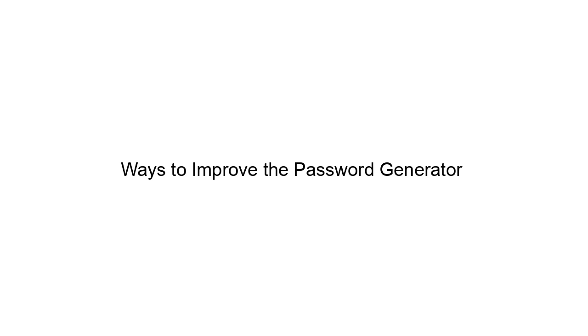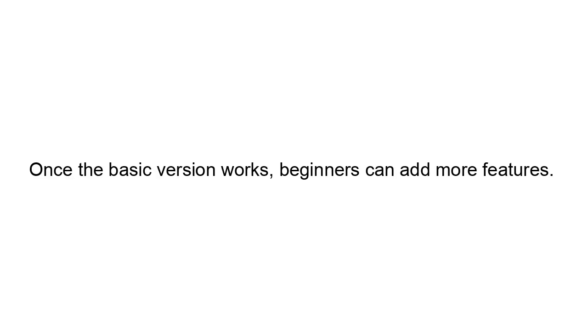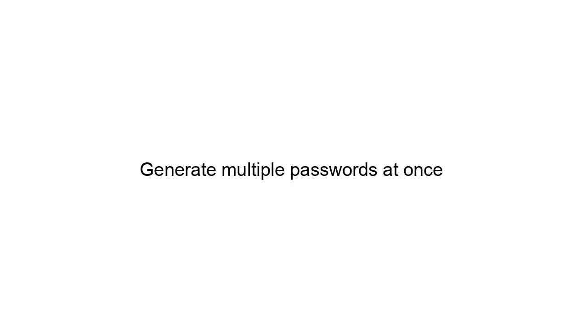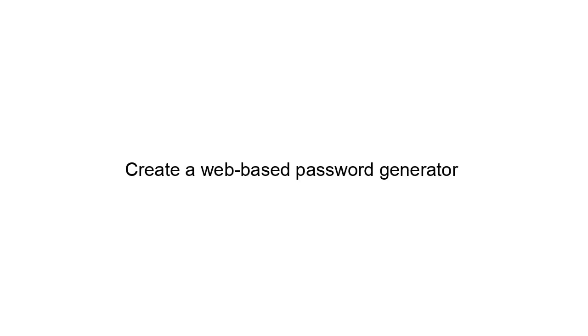Ways to improve the password generator. Once the basic version works, beginners can add more features. Examples. Let users choose whether to include symbols. Let users choose whether to include numbers. Generate multiple passwords at once. Copy password to clipboard. Check password strength. Build a GUI version. Create a web-based password generator. These upgrades can turn the project into a strong portfolio app.